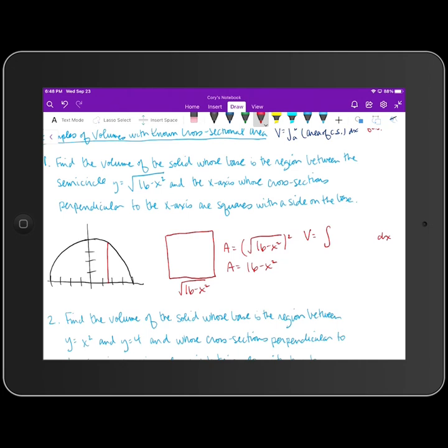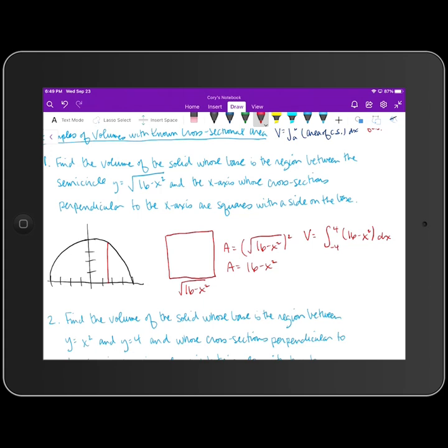So when we look at the area for that solid, the area starts at the x value of -4 and ends at the x value of 4. And then we are integrating the area of the cross section. So we found the area of the square to be 16 minus x squared. Okay, and we just integrate that with respect to x.